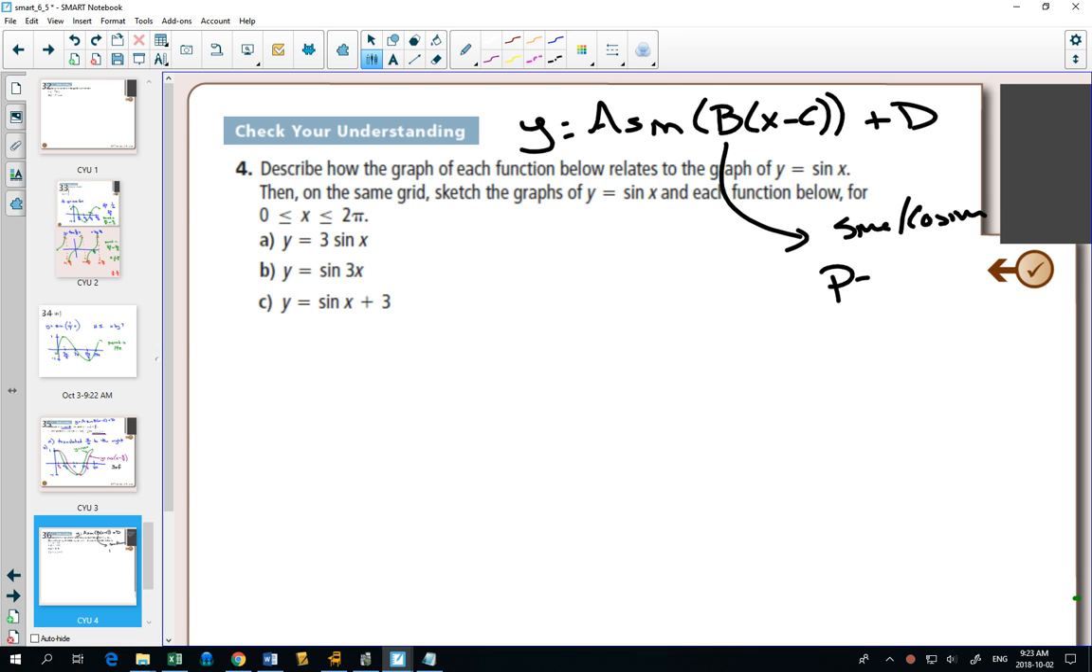that your period is equal to 2 pi divided by our B value. That's a formula that's not on your formula sheet that you have to remember.